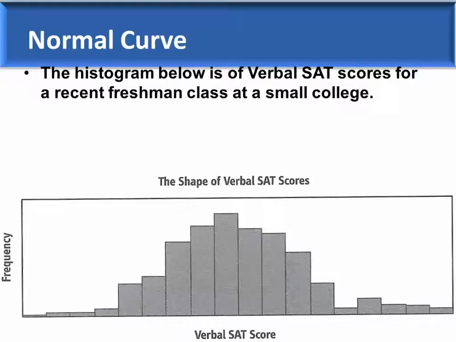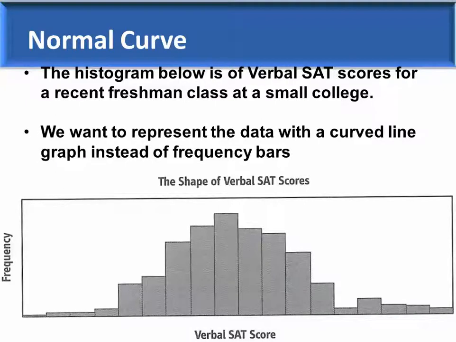So here's an example of a histogram of the verbal SAT scores for a recent freshman class at a small college. Again, you can see most of the scores fall in the middle. Everybody scores about the same thing on the test. However, there is quite a range of scores. They go from very high to very low. And we don't actually see the score numbers on here, but we still get a picture of the distribution.